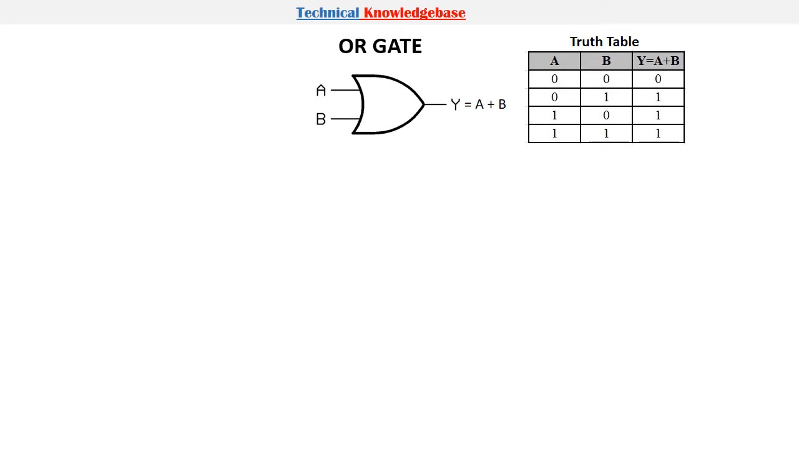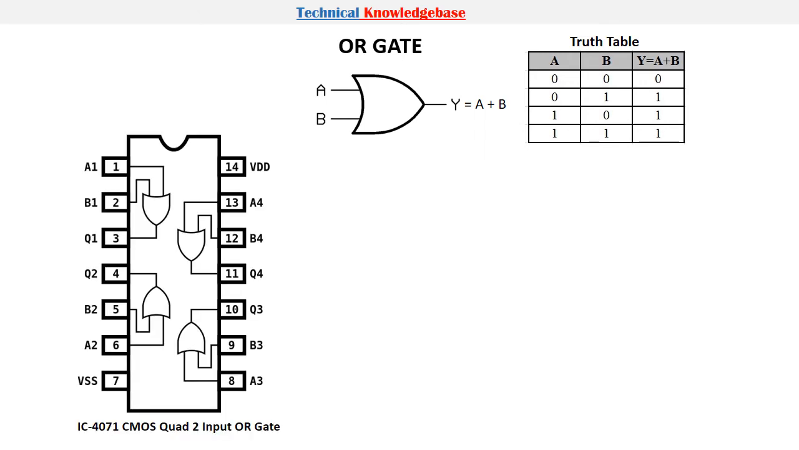Now next we will study the OR gate. This one is the OR gate symbol. The OR gate output is the addition of both inputs, so that's why the output is shown as Y equals A plus B. This is the truth table for the OR gate. Whenever any input is 1, then output is 1, and if both the inputs are 1, then also output is 1. So this is the truth table for the OR gate.